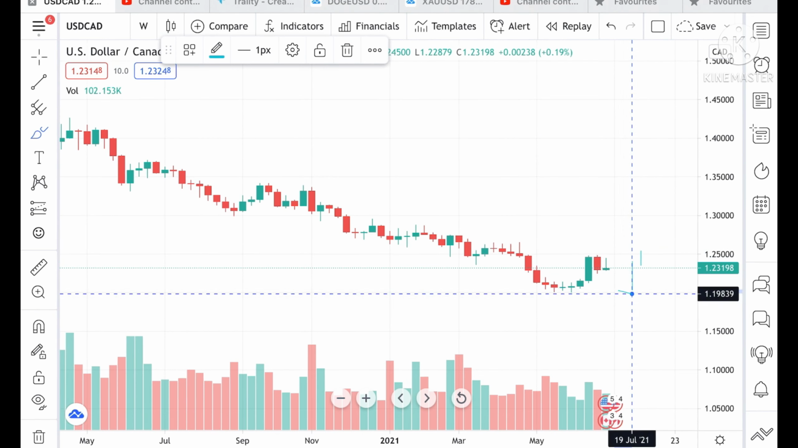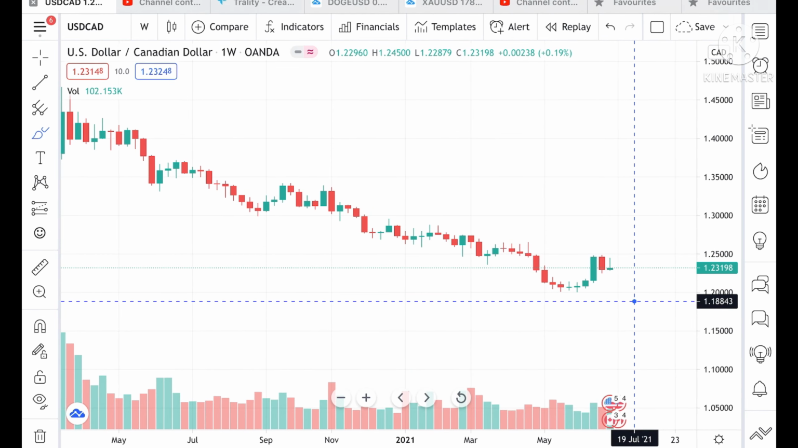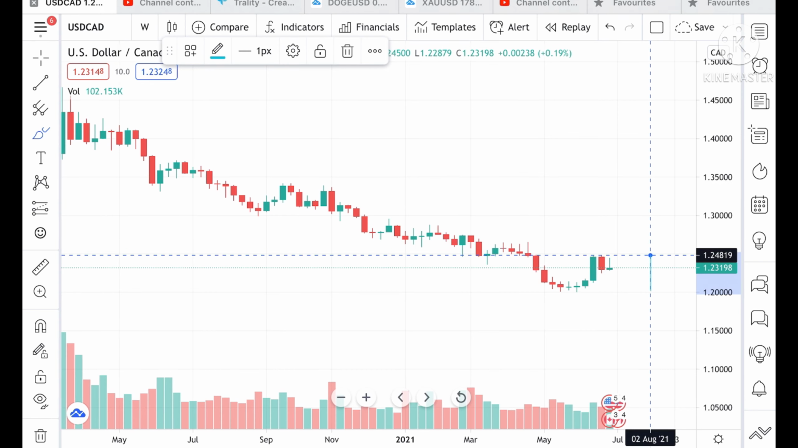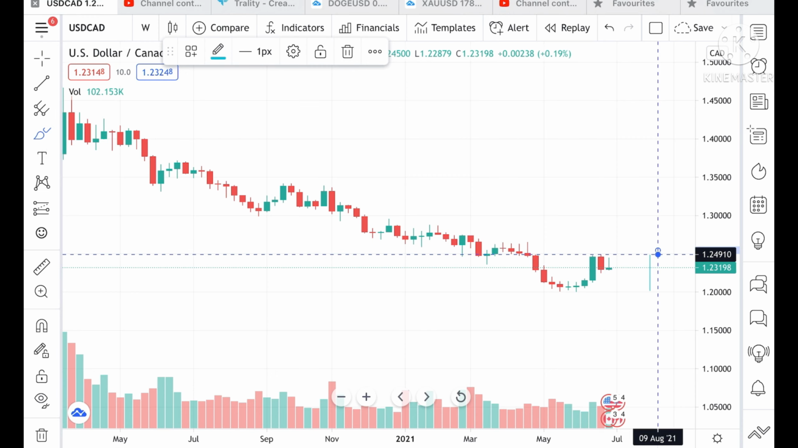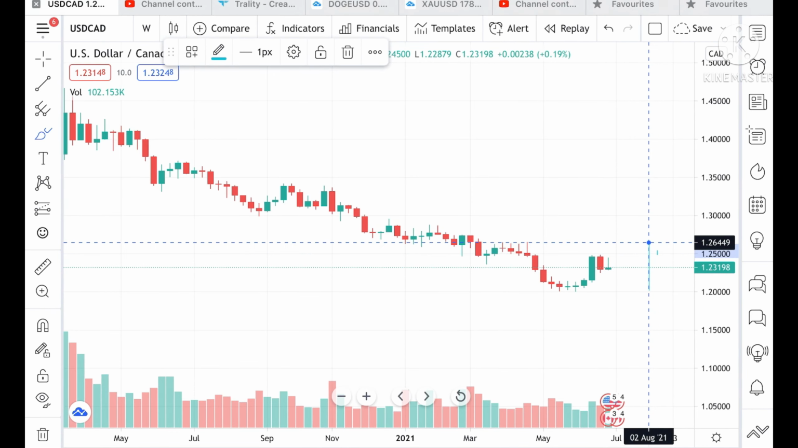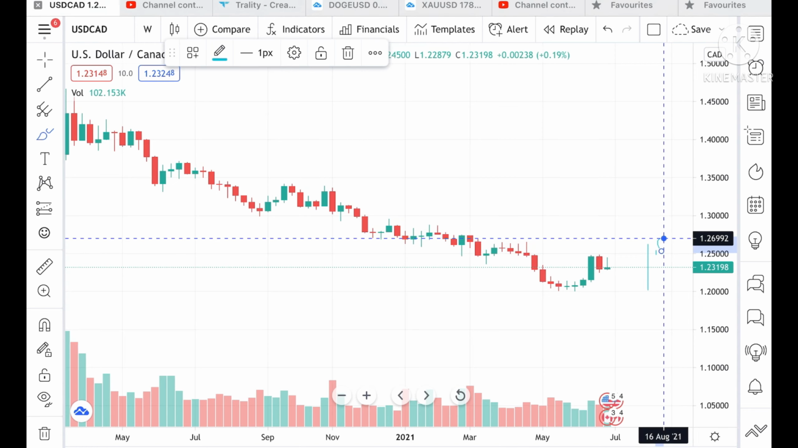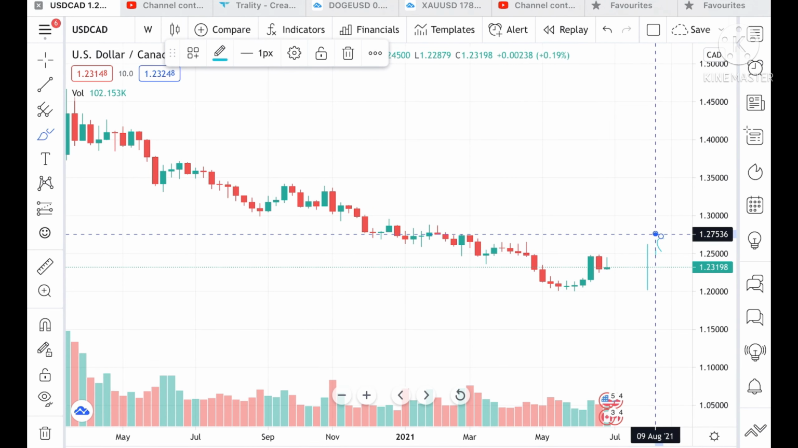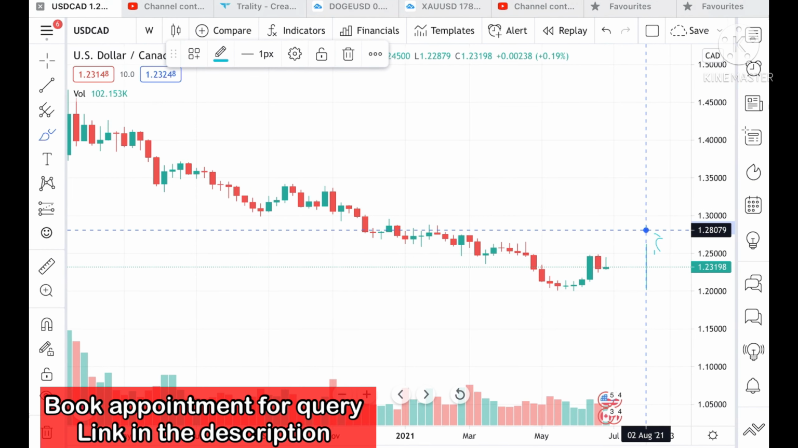So what we can see here is that suppose if it breaks a level of 1.24 and if it touches the level of 1.24910, then chances are high that it can touch a level of 1.2635, and if it goes above that level, then we can see a level 1.26992, and if it stays above that level, then we can see a level 1.27536, and if it stays above that level, then we can see a level 1.28079, and if it stays above that level, then we can see a level 1.28984.